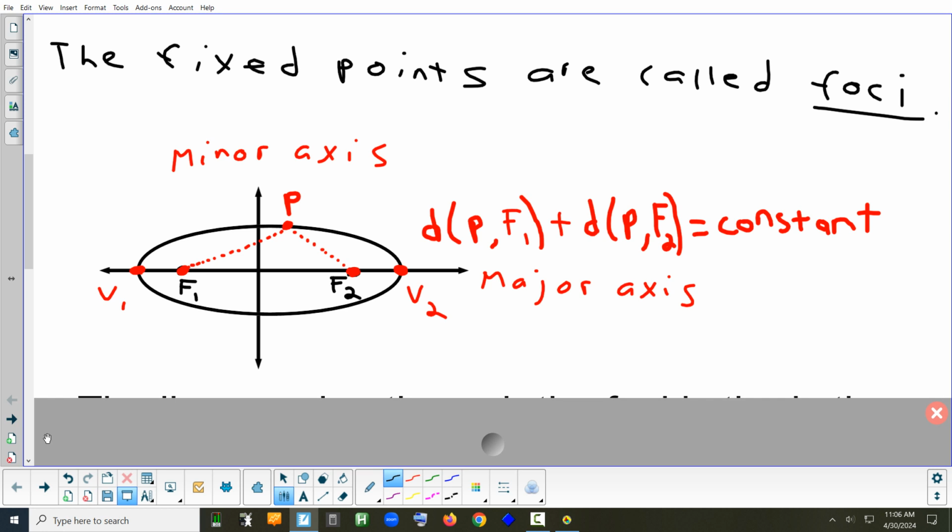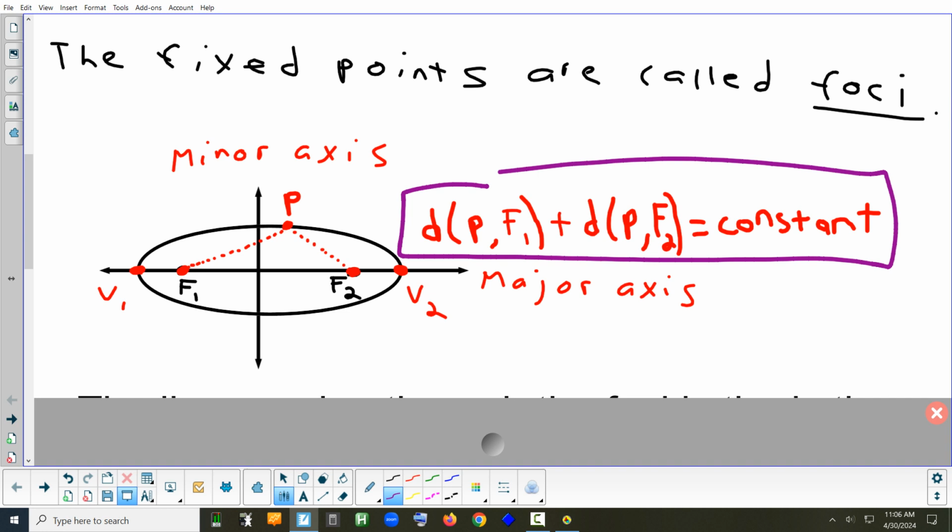All right, so start with this right here. That is summarizing what we just wrote in words about an ellipse. D stands for distance. If you measure the distance from this point to the first focus, and from the same point to the second focus, and add the two distances together, you always get a constant. In my ellipse, it was 17.3. Understand, it's not always 17.3. It depends on the size of your ellipse. But it's a constant.